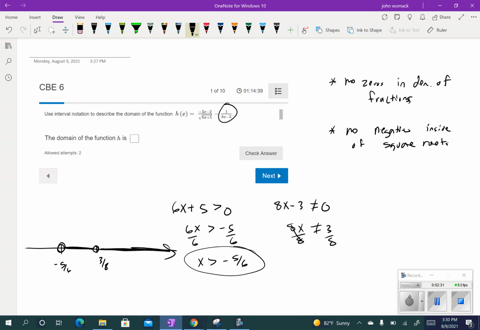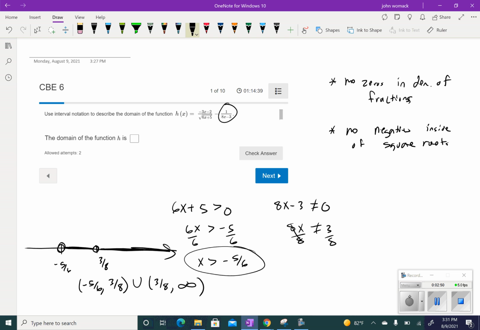The way I'd write that with interval notation would be parenthesis, negative 5/6, comma, 3/8. Again, parenthesis, because 3/8 is not included. Union, 3/8, comma, infinity. Okay, let's try entering that in and just see what happens. Make sure we got it right.